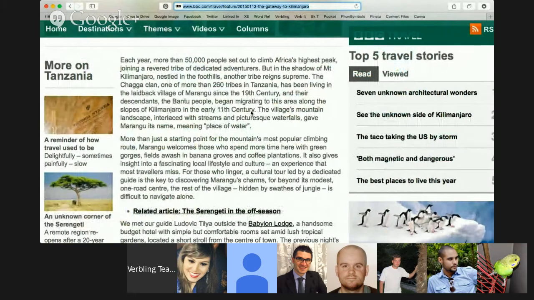Okay. Each year, more than 50,000 people set out to climb Africa's highest peak, joining a revered tribe of dedicated adventurers. But in the shadow of Mount Kilimanjaro, nestled in the foothills, another tribe reigns supreme. The Chaga clan, one of more than 260 tribes in Tanzania, has been living in the village of Marangu since the 19th century, and their descendants, the Bantu people, began migrating to this area along the slopes of Kilimanjaro in the early 11th century. The village's mountain landscape, interlaced with streams and picturesque falls, gave Marangu its name, meaning place of water.